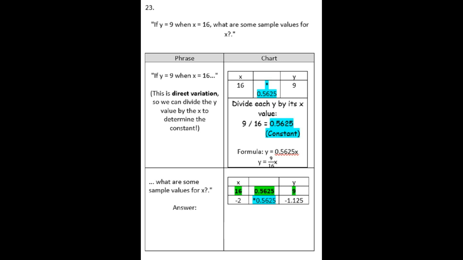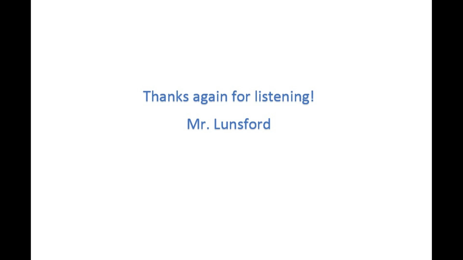So here we go. -2 gives you -1.125. -1 gives you -0.5625. 0, of course, gives you 0. 1 times 0.5625 gives you 0.5625. 2 times 0.5625 gives you 1.125. And there's your chart. Here are your sample answers. The green shows you what the problem gave us. And we're pretty much done.